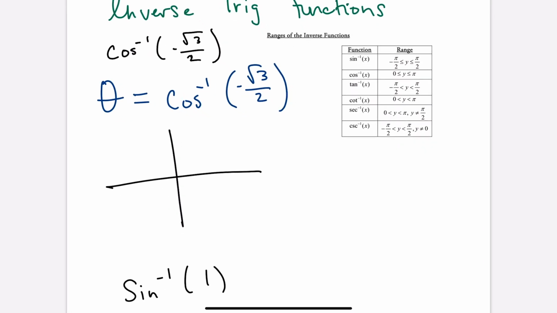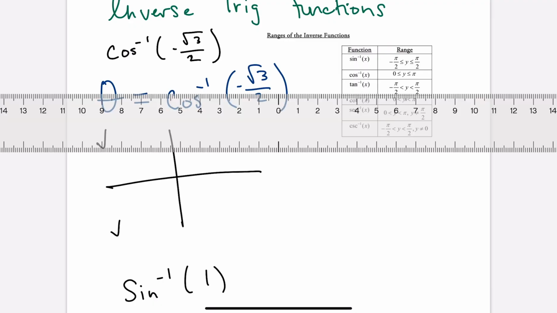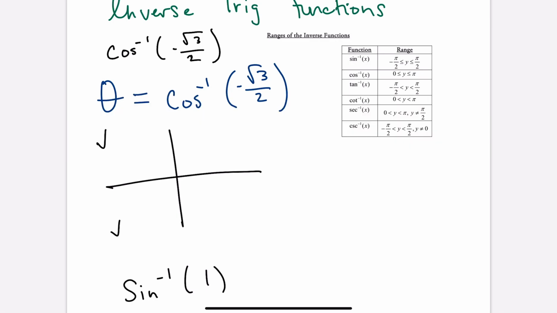So with that being said, here's where this table comes into play. This value is negative, which normally would mean that we want to talk about these 2 quadrants, because that's where cosine is negative, right? But we're no longer talking about cosine. We're talking about inverse cosine. So that's where we need to pay respect to the table right here.